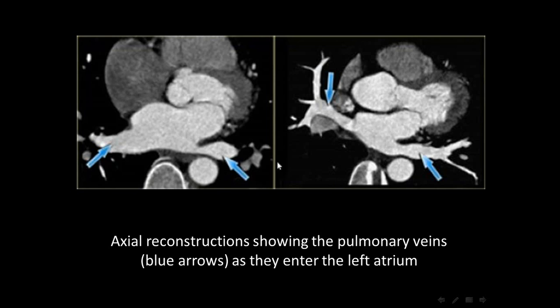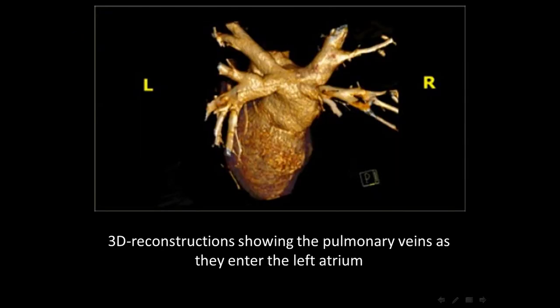This is the left atrium. These are the pulmonary veins coming back, carrying the oxygenated blood into the left atrium. This is a 3D reconstructed image. So this is the location of the left atrium, and these are the pulmonary veins that are carrying oxygenated blood back.